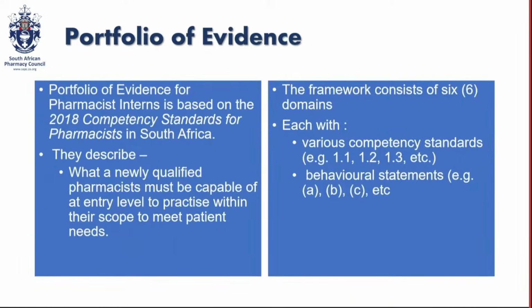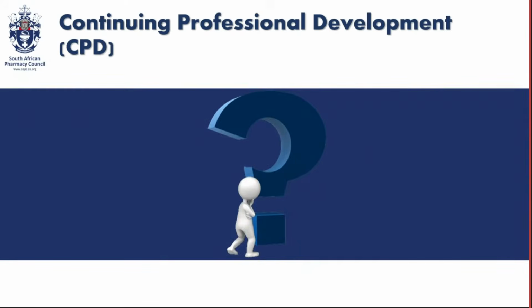Just to recap, portfolio of evidence for pharmacist interns is based on the 2018 competency standards for pharmacists in South Africa. They describe what a newly qualified pharmacist must be capable of at entry level to practice within their scope to meet the patient needs. The framework consists of 6 domains, each with various competency standards. And within those various competency standards, we have behavioral statements. And I'll show you now what it looks like.